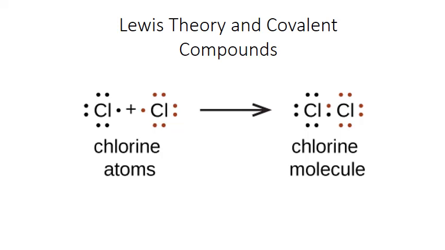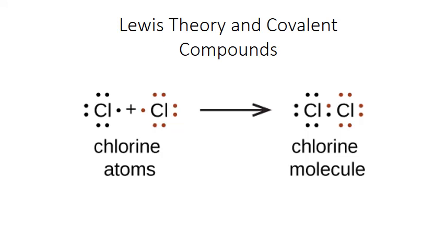Lewis theory and Lewis symbols are most commonly applied to determining the structure of covalent compounds. Molecules built out of Lewis symbols are known as Lewis structures. And at their simplest, these structures show how valence electrons are shared to form covalent bonds.